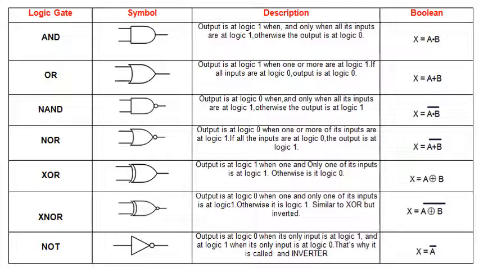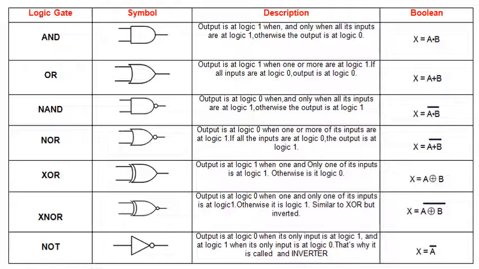For the AND gate, output is at logic 1 when and only when all its inputs are at logic 1. Otherwise, the output is at logic 0. For the OR gate, output is at logic 1 when one or more inputs are at logic 1. If all inputs are at logic 0, output is at logic 0. For the NAND gate, output is at logic 0 when and only when all its inputs are at logic 1. Otherwise, the output is at logic 1. For the NOR gate, output is at logic 0 when one or more of its inputs are at logic 1. If all the inputs are at logic 0, the output is at logic 1.